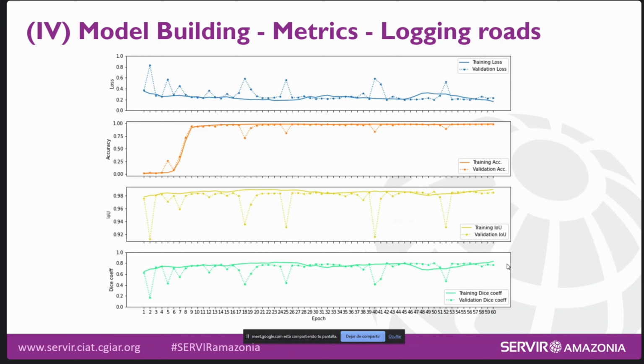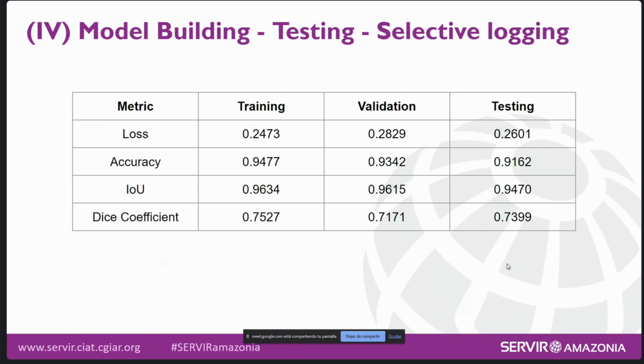Next one, please. And in this table, we can see the results of testing the model and applying the model to the different data sets that we have, the training, the validation, and the testing data set on the selective logging patches. We can see that the model has a slight overfit, but it's almost not noticeable. Next one, please. And the results are really similar with the logging roads model. But in this case, the logging roads model shows a much higher accuracy. Yes.